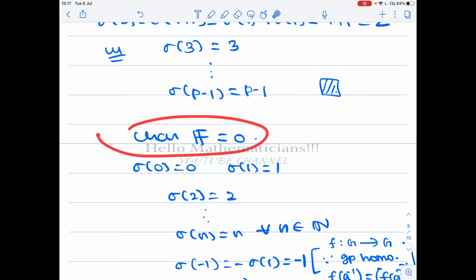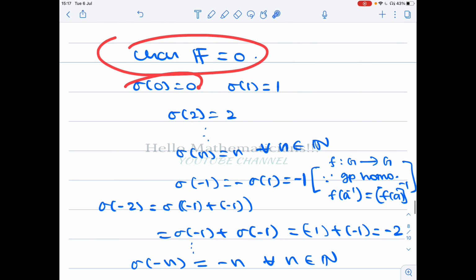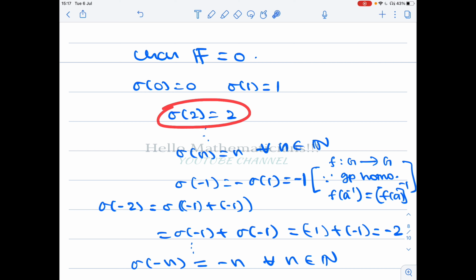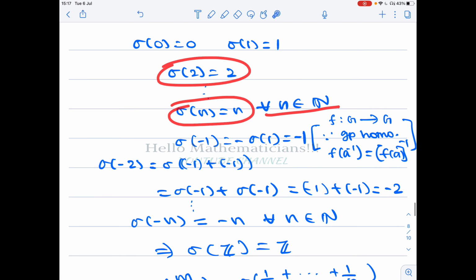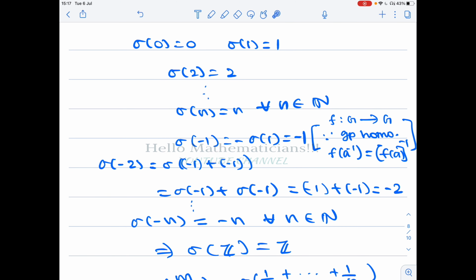So we assume characteristic F equal to 0. So again sigma of 0 equals 0, sigma of 1 equals 1, since it is an automorphism. Now sigma of 2 equals 2, sigma of n equals n for all n belonging to N. Again the same argument. Now sigma of minus 1 equals minus sigma of 1.